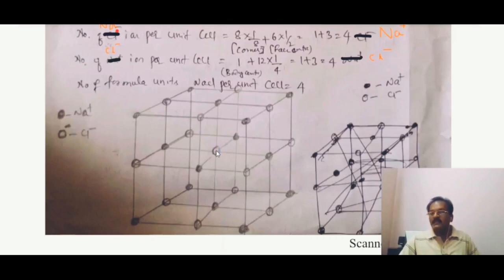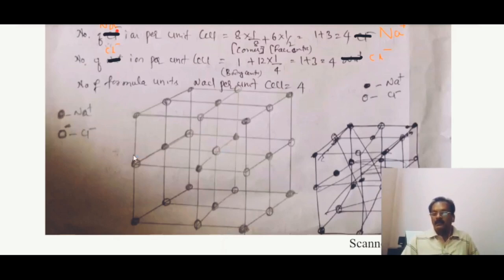And looking at this figure, say this is a Cl- ion, and this is surrounded by other 6 Na+ ions. See, this is 1, this is 2, this is 3, this is 4, this is 5, and this is 6. That means each Cl- ion is surrounded by 6 Na+ ions, and vice versa also. Each ion is surrounded by 6 oppositely charged ions. Na+ has 6 Cl- ions, and Cl- has 6 Na+ ions.